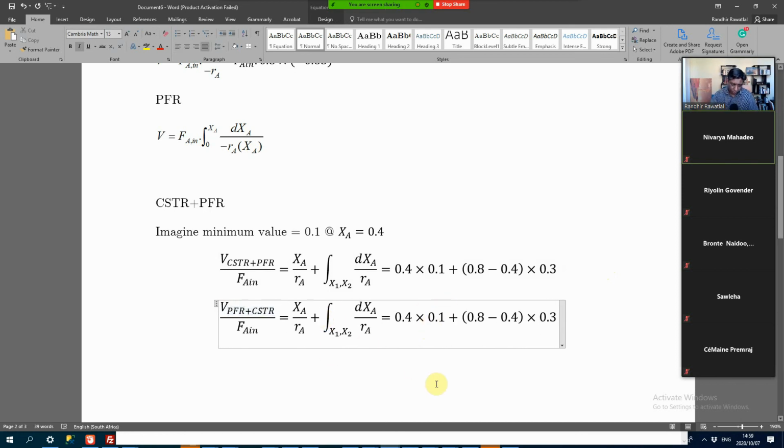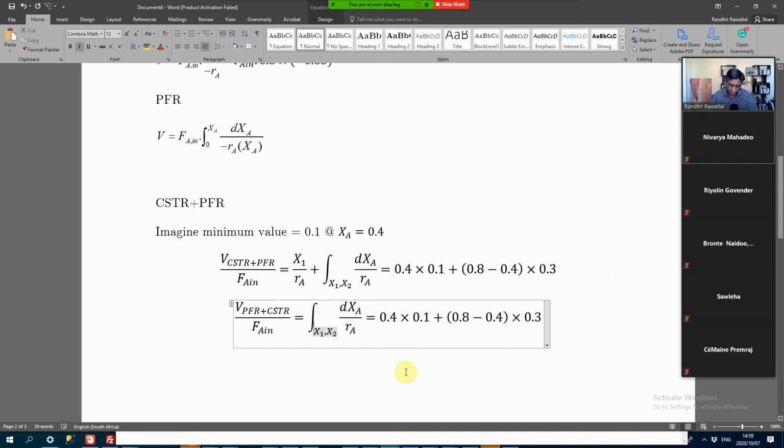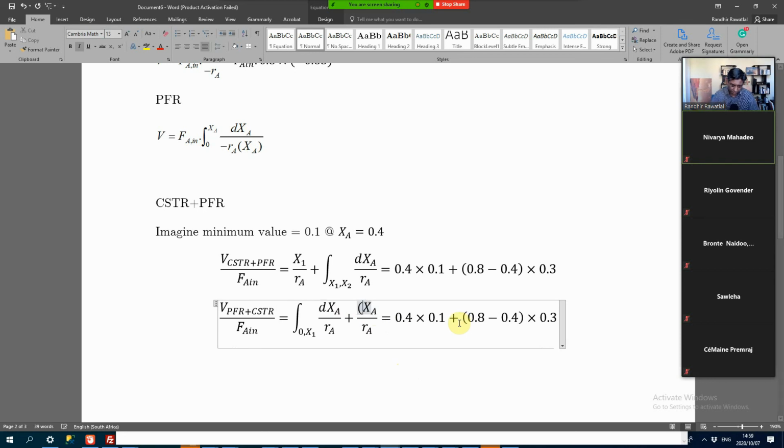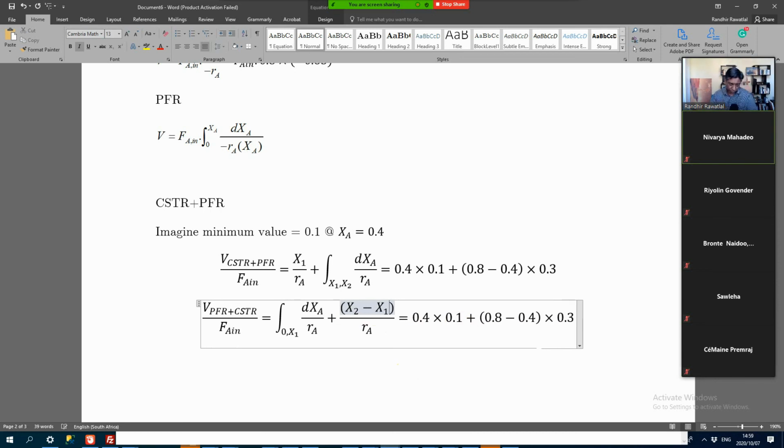right, then we have to swap these around. And in fact, here I should have written this as an x1, right? So now we are going to write the PFR part first, and so this one is now going to go from 0 to x1, and then here the CSTR part is not going to be x1 anymore. This is going to be x2 minus x1.